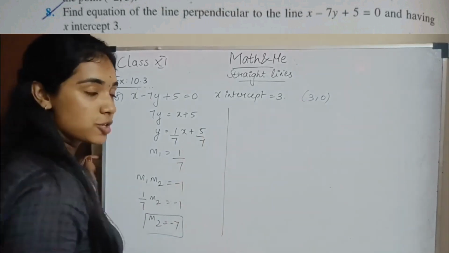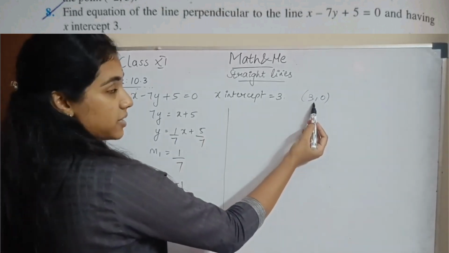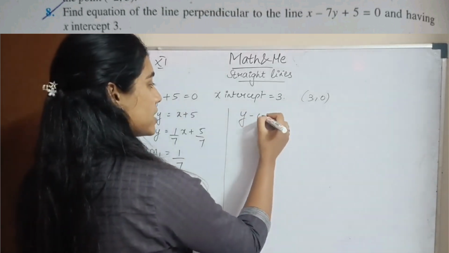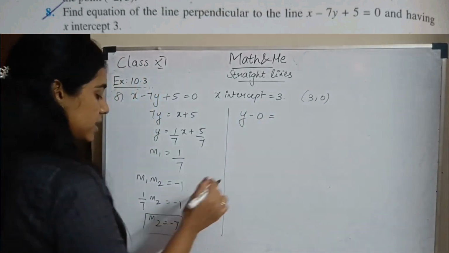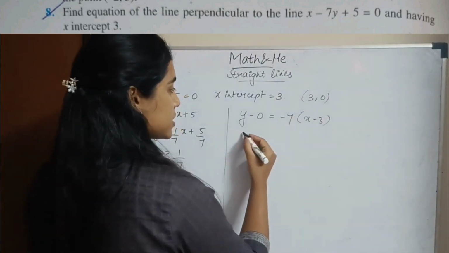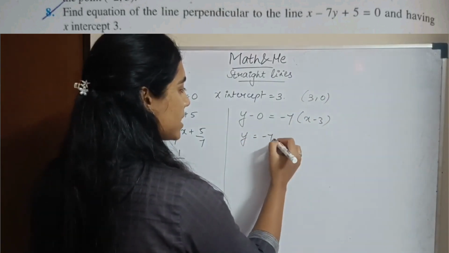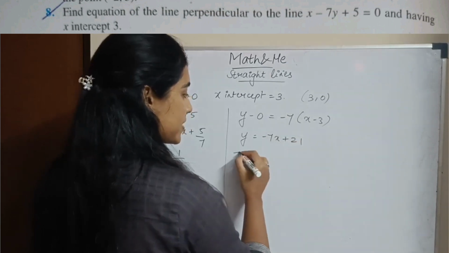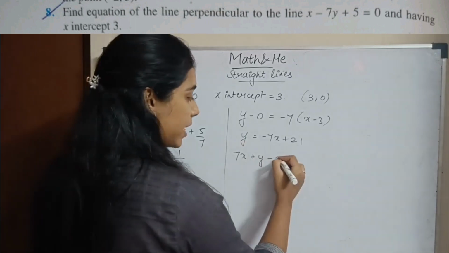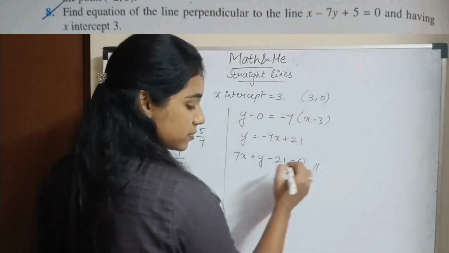So I'm going to find the equation of the line passing through the x-intercept, which is (3, 0), and this slope. So I have y minus y naught equals m times x minus x naught. So I have y equals minus 7x plus 21. 7x plus y minus 21 equals 0.